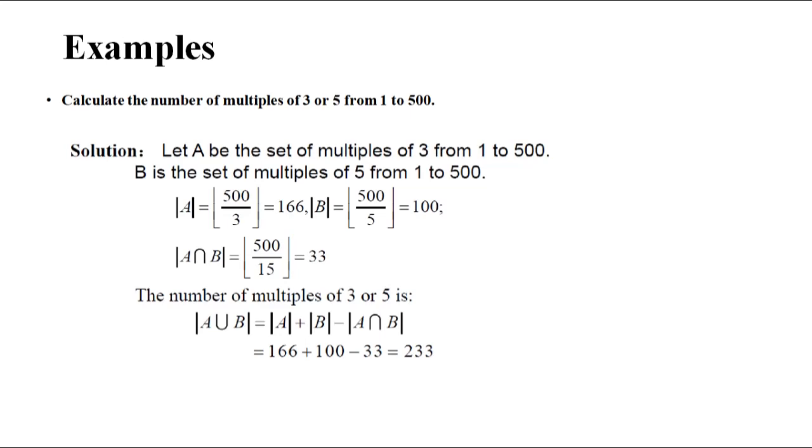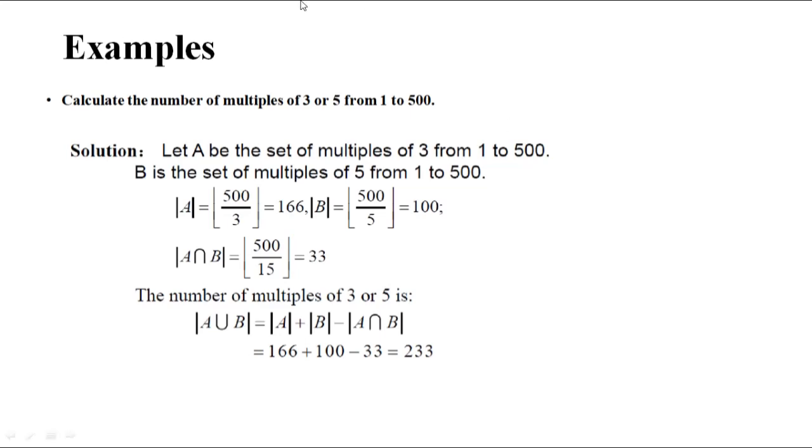Let set B be the multiples of 5 from 1 to 500. How many multiples will be there? 500 by 3 is 166, that is the cardinality, and 500 by 5 is 100.